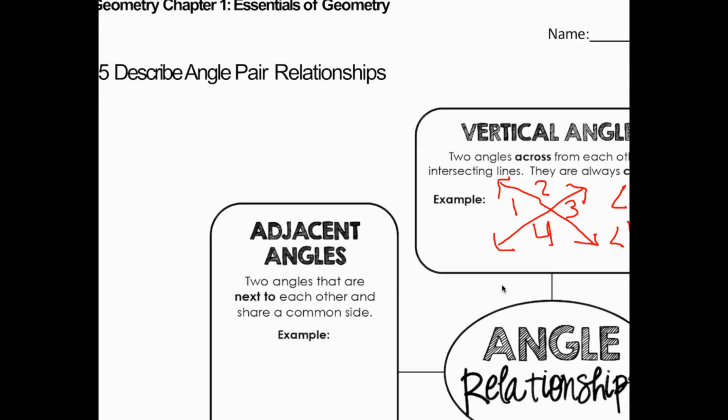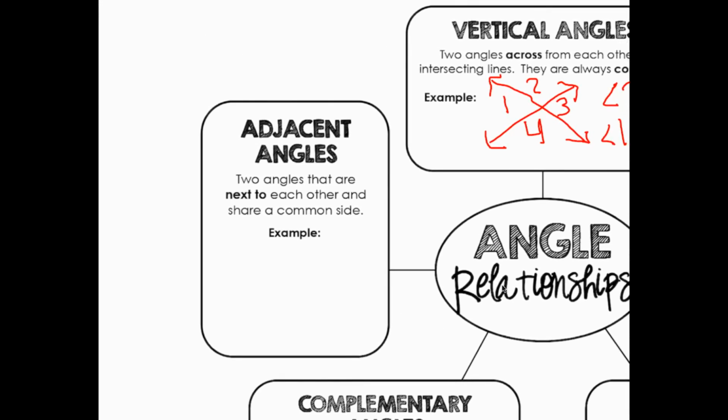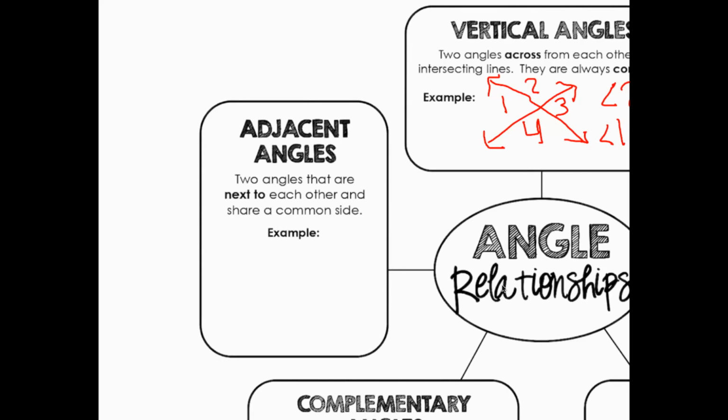Okay, next is adjacent angles. So adjacent angles are 2 angles that are next to each other and share a common side. So let's make a big angle. So angle 1 and angle 2 are adjacent. So that doesn't mean they're congruent. They don't have to be congruent. They're just next to each other.